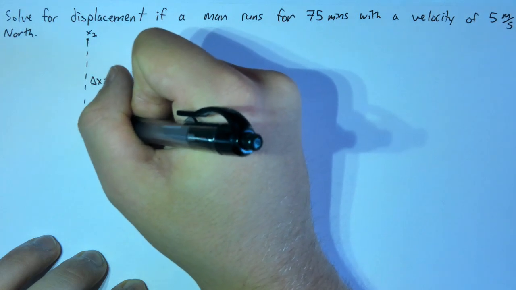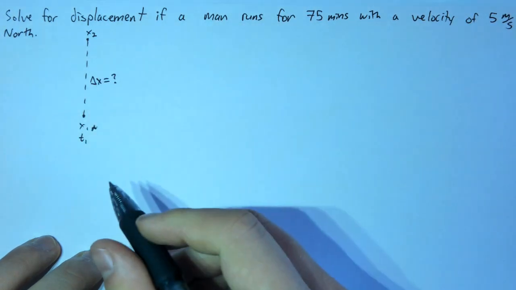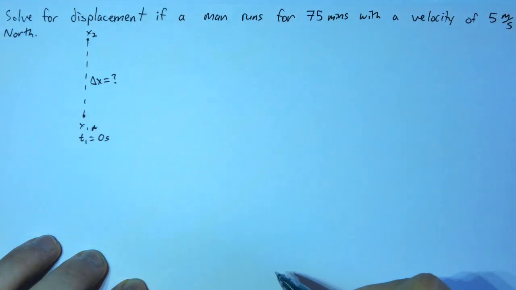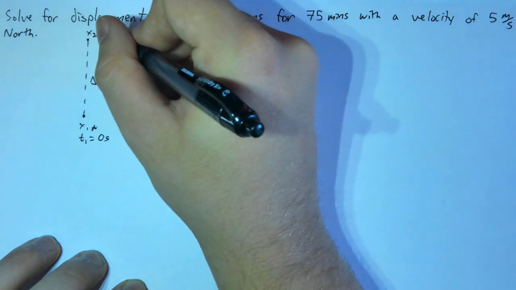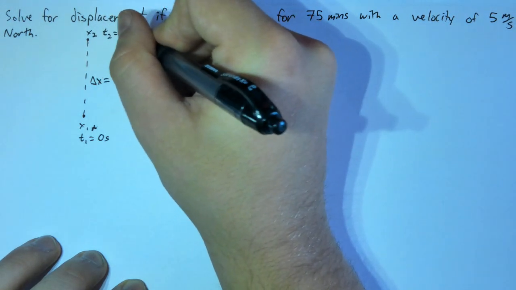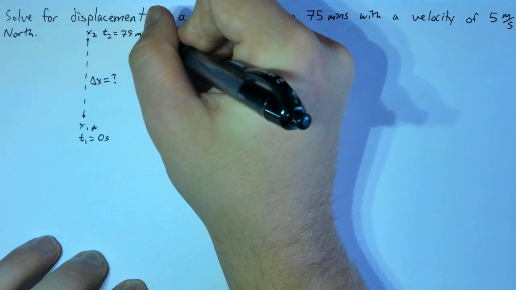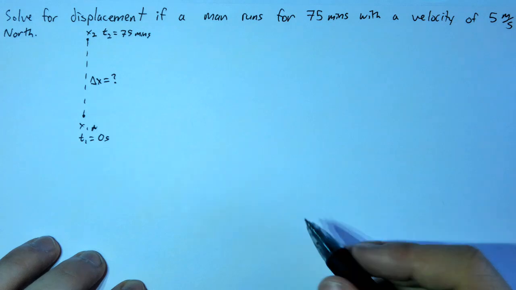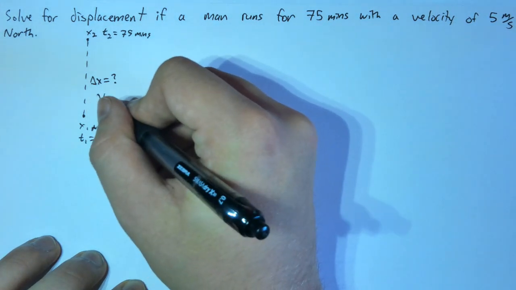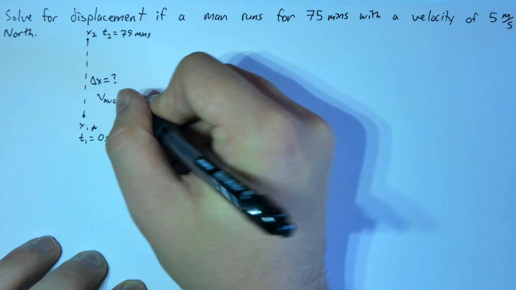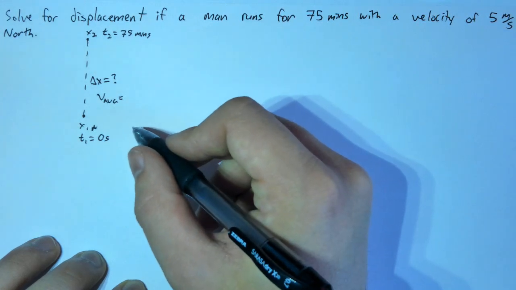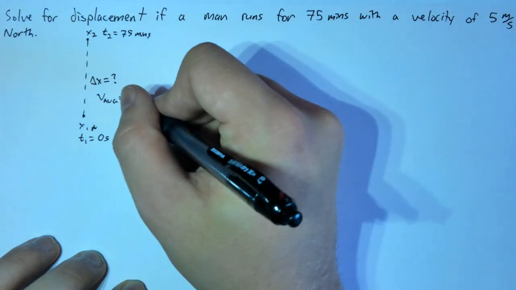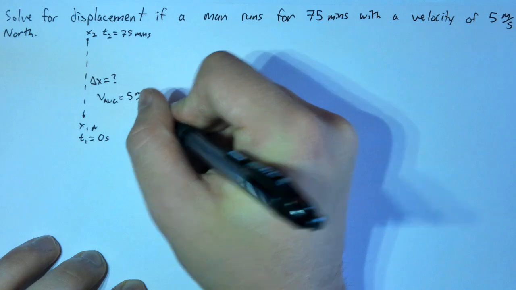He starts at a time of t1 equals 0 seconds, and he ends at a time of 75 minutes. Okay, and then the final thing we know is that his velocity, which is his average velocity, assuming he doesn't walk at a constant speed the whole time, is 5 meters per second.